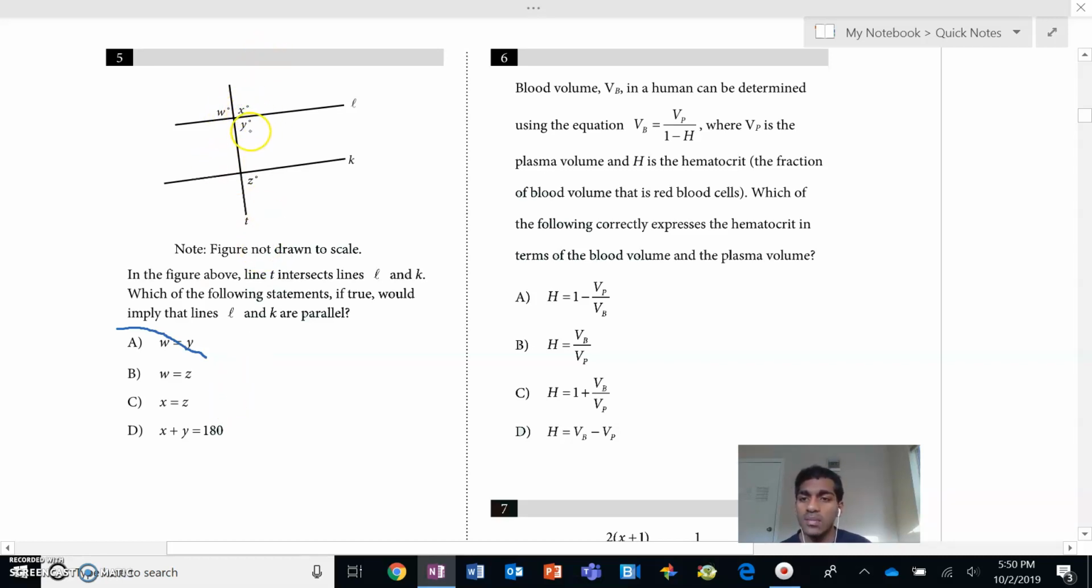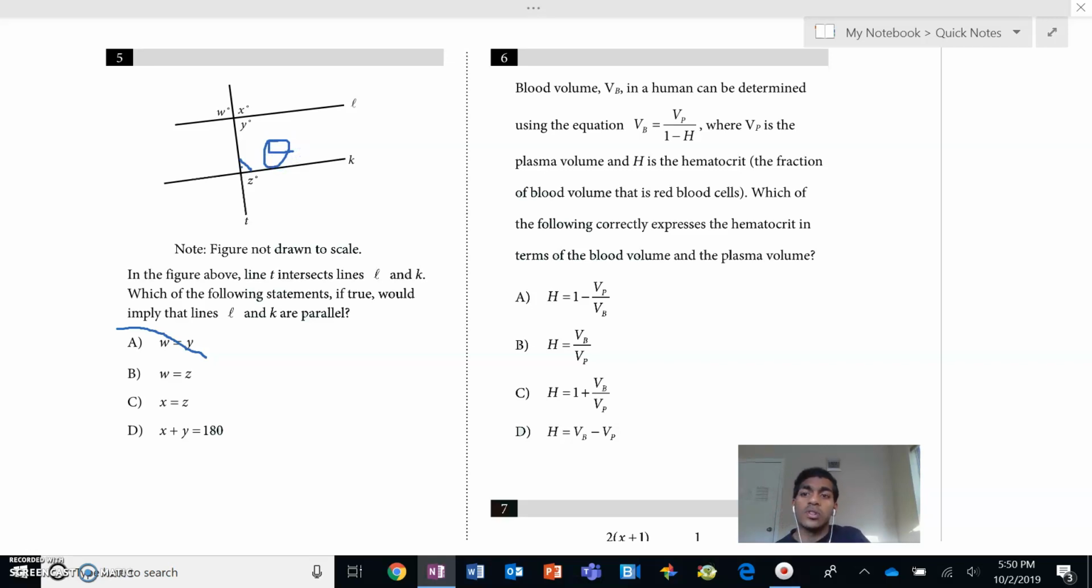Now X and Y, X equals Z. There is no way that's true, because X has got to be equal to this angle theta right there. So just because X has got to be equal, oh, excuse that, theta. So let that angle be theta.